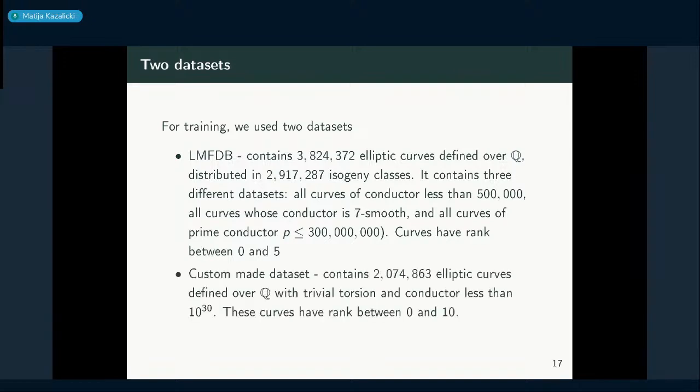But since we also wanted to check our algorithm on curves of higher conductor and higher rank, we made our own data set, which contains around 2 million elliptic curves over Q, and all these curves have trivial torsion and conductor up to 10 to the 30. These curves have rank between 0 and 10.